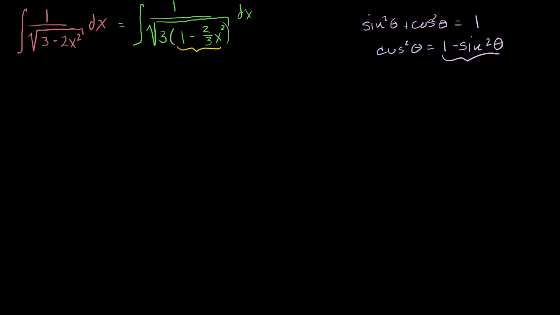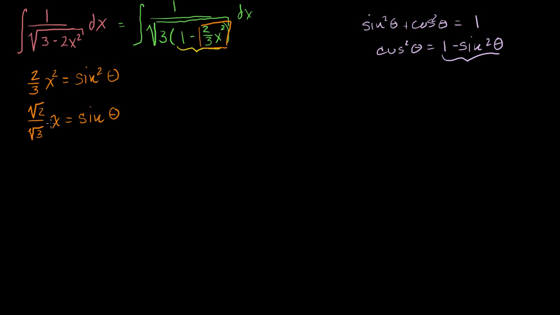In fact, if I say that this thing right here, this 2/3 x squared, if I set it equal to sine squared theta, I will be able to use this identity. So let's do that. Let's set 2/3 x squared equal to sine squared of theta. If we take the square root of both sides of this equation, I get the square root of 2 over the square root of 3 times x is equal to the sine of theta.